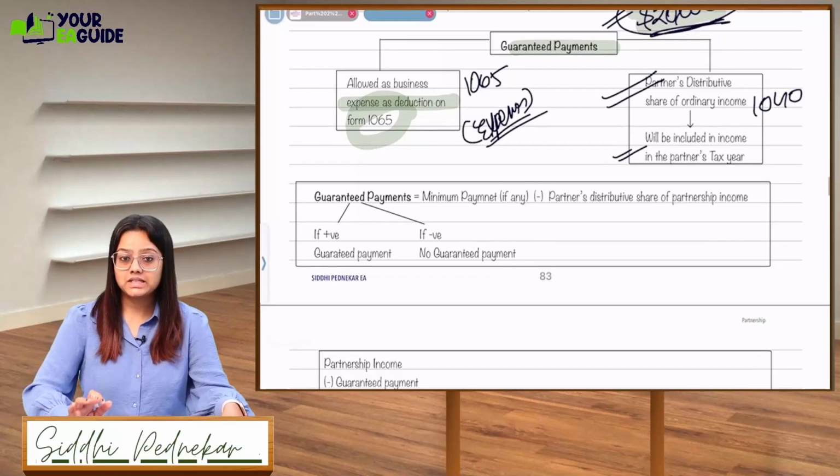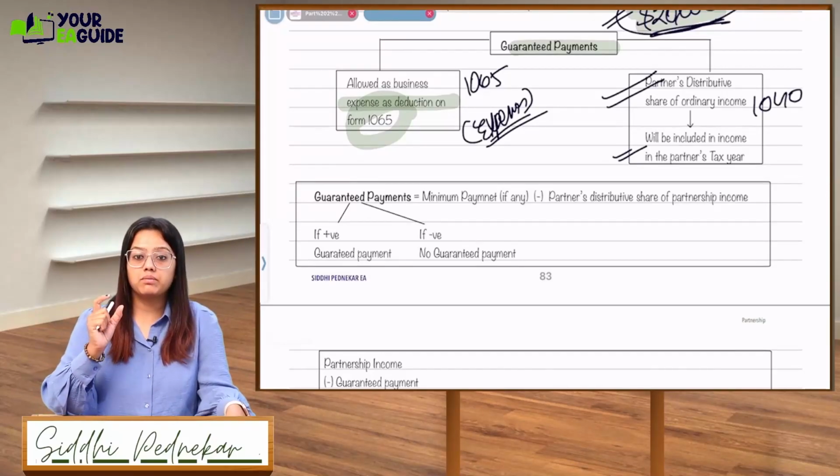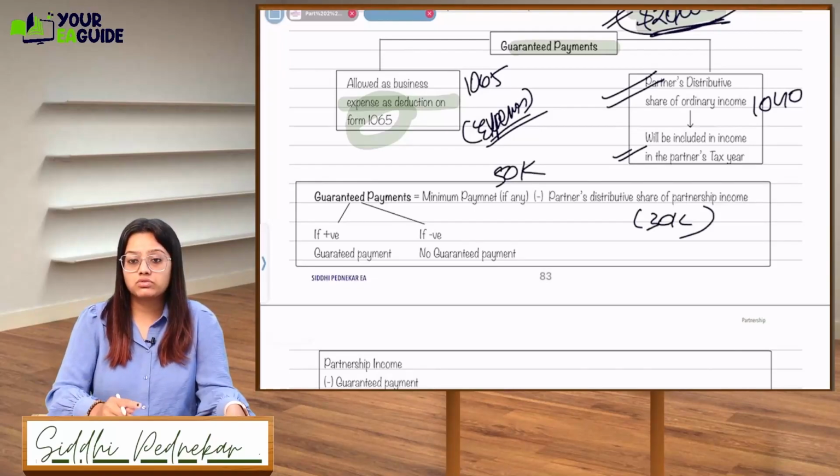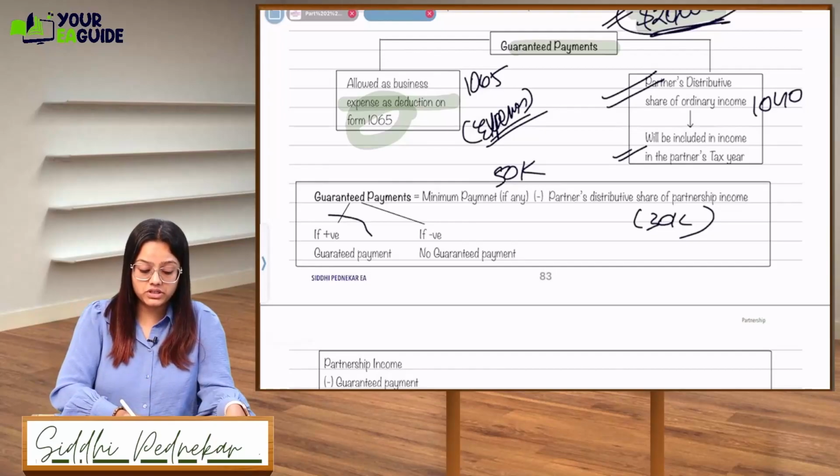Guaranteed payment means what? The calculation is simple. Take the minimum payment, if any, minus distributive share. So 50,000 we took in our example, minus his distributive share of 30,000. So 20,000 is the guaranteed payment. If it's positive, it will be guaranteed.